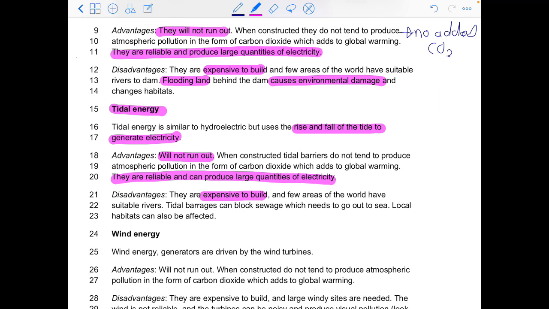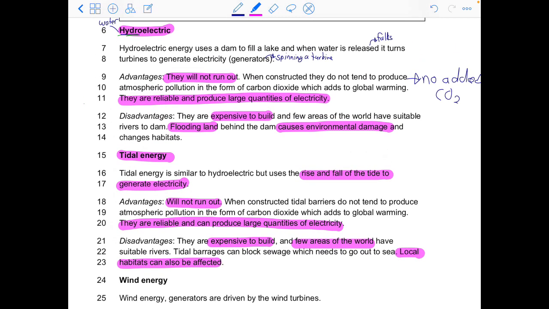All right, the tidal barges can block sewage, which needs to go out to the sea. Local habitats can also be affected. So they're expensive to build and can't be built everywhere. So few areas of the world. So we've talked about two that use water. We have hydroelectricity and tidal energy.